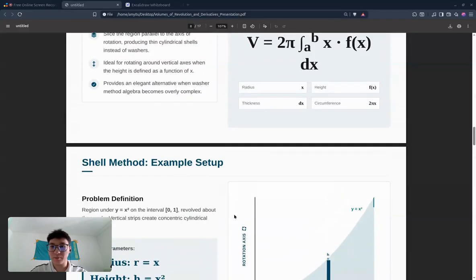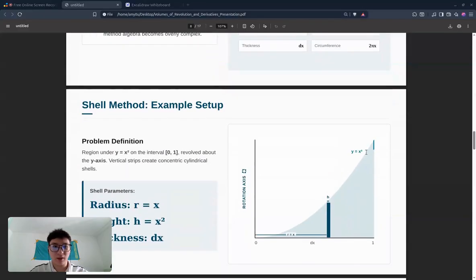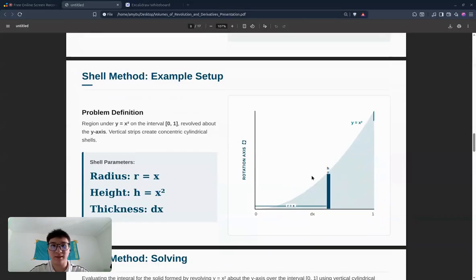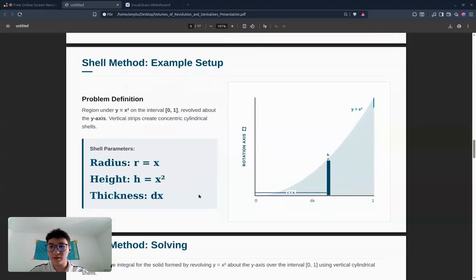So for the shell method setup, we have y equals x squared. This is our curve. Let's take the region under this curve from 0 to 1 and spin it around the y-axis. At any point x, the radius, the distance to the y-axis, is just x, and the height of the shell at that point is x squared. So this is the height, x squared. And now we just plug everything into our formula.